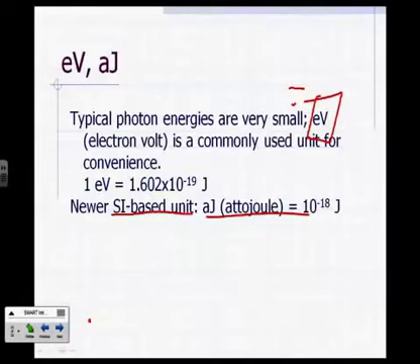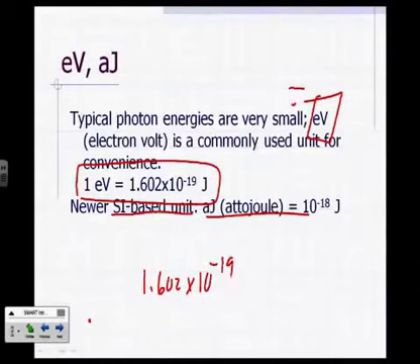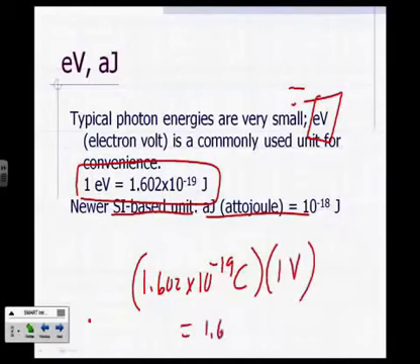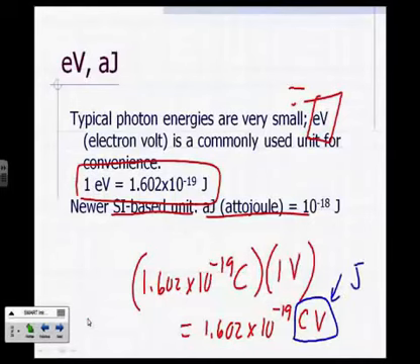Okay. 1 electron volt is the energy that an electron gains if you accelerate it through a potential of 1 volt. Okay. So a charge of an electron is 1.602 times 10 to the negative 19 coulombs. So if you accelerate an electron through a potential difference of 1 volt, that gives you 1.602 times 10 to the negative 19 coulomb volt. And a coulomb volt is just a joule. Okay, so 1 electron volt is 1.6 times 10 to the negative 19 joules. So that's a more convenient unit to use.